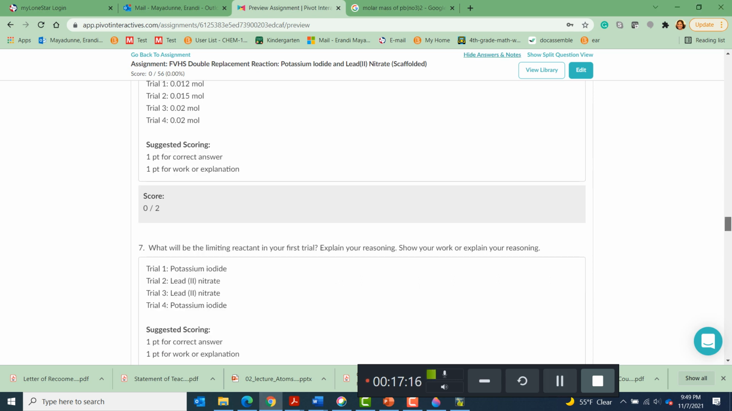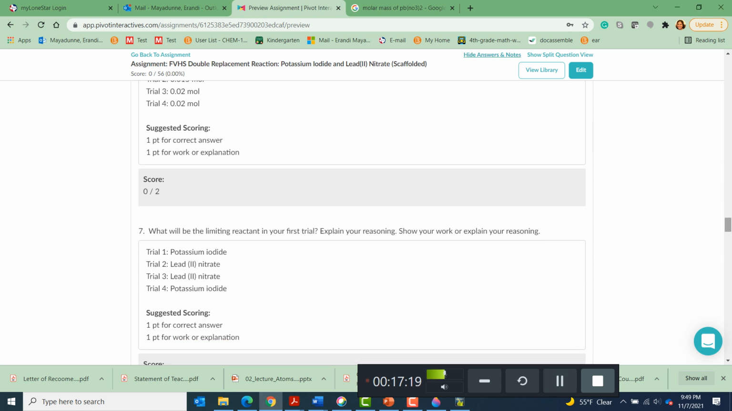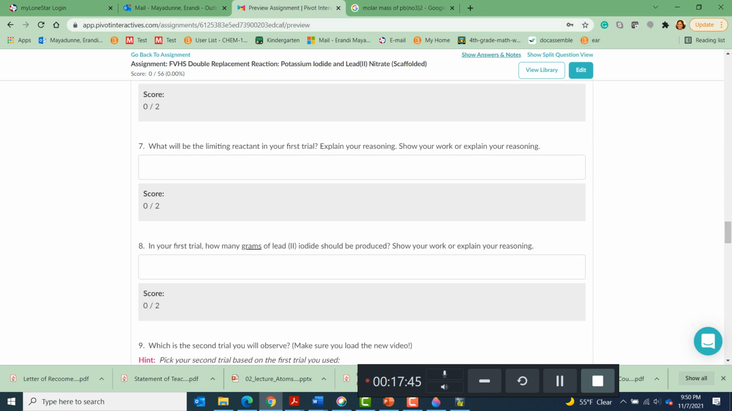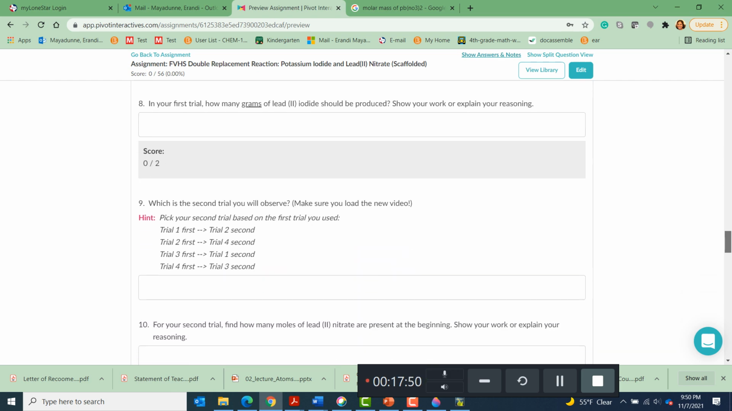Okay, so we're going to go through the trials like that. You have to find the number of moles of lead nitrate and potassium iodide and compare. I showed you how you find the potassium iodide moles and how you find the lead nitrate moles, and then you compare and see which one is the limiting reactant. Just keep in mind, the limiting reactant will be different in each trial. Okay, go down.